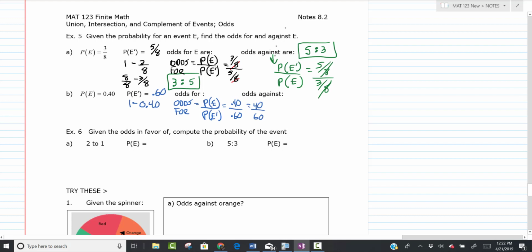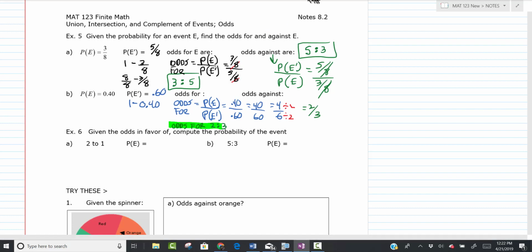Okay, and then you can reduce that fraction. You could cross out the zeros, so that's 4/6. And then you could reduce that fraction by 2. So you would end up getting 2/3. So as far as writing that as odds, you would want to write that the odds for would be written just basically as 2:3. Okay, like that. So that's the odds for.